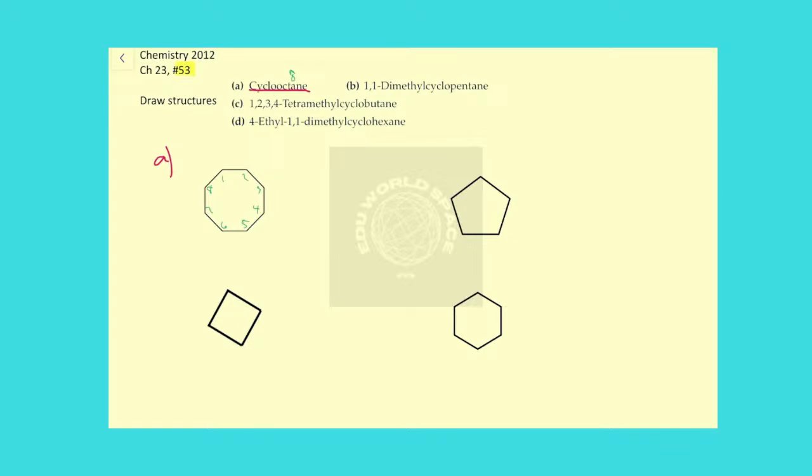For this example, it doesn't matter how you count it because they're all going to have the same methyl group. So you can choose which of these carbons would be your carbon 1, which would be 2, 3, and 4. In this case, it doesn't matter. So there you go, we have 1, 2, 3, 4 tetramethylcyclobutane. So that is part C.